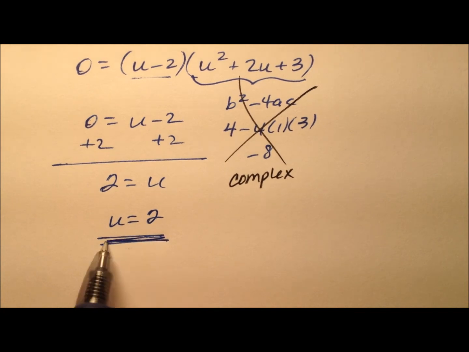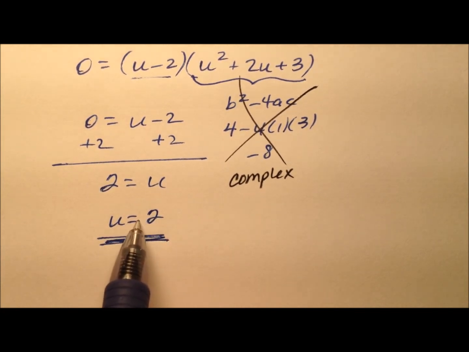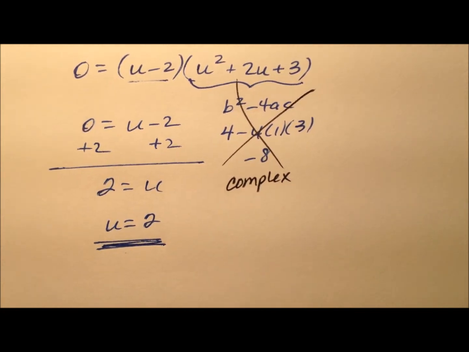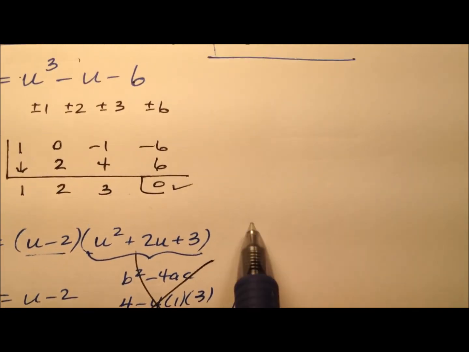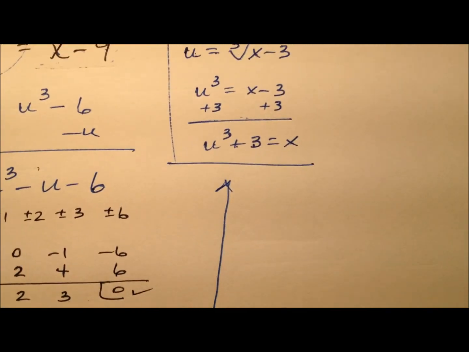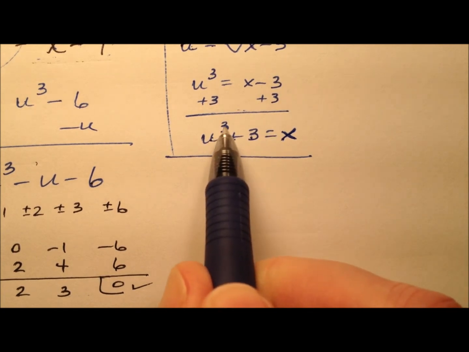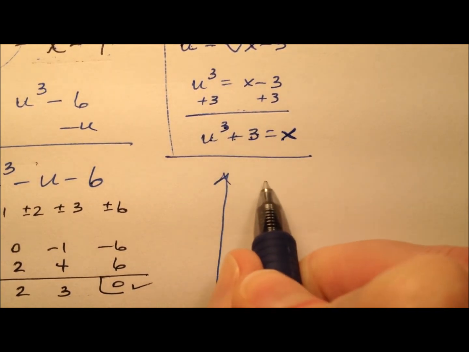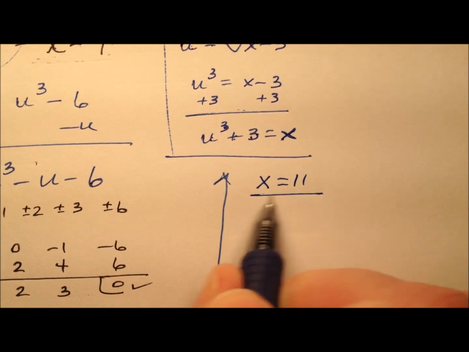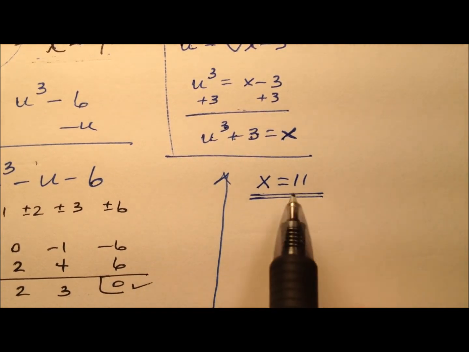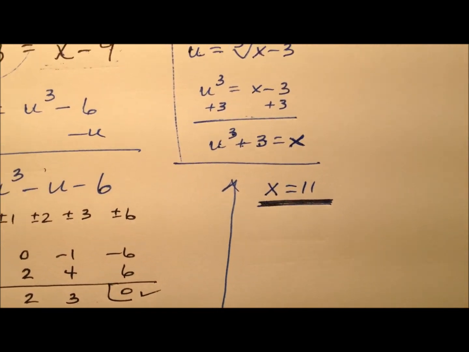But this u value, of course, is in terms of u and not in x. So let's go ahead and plug it back up right here. So x will equal 2 cubed, which is 8, plus 3, which is 11. So x equals 11 is going to be a possible solution for us.